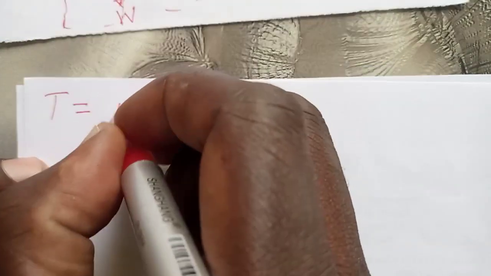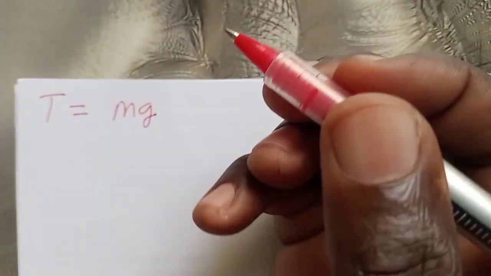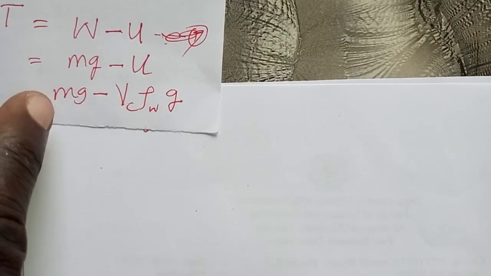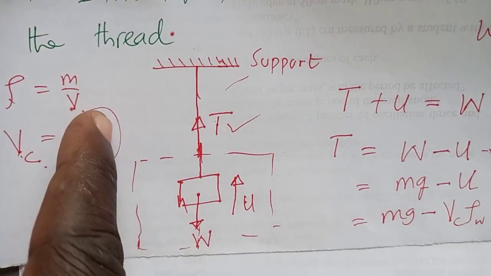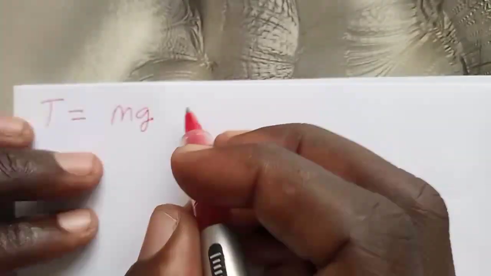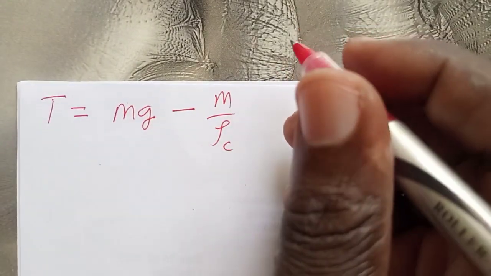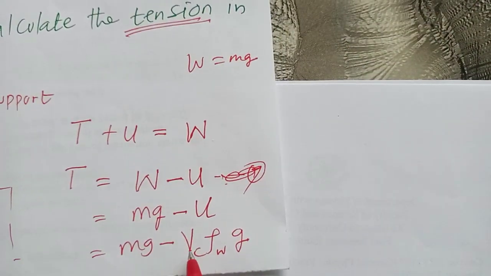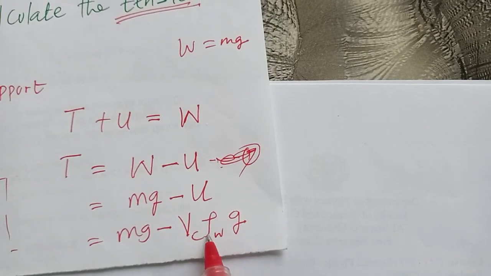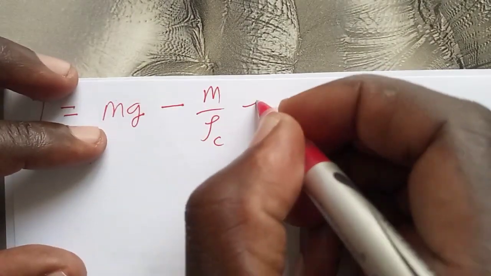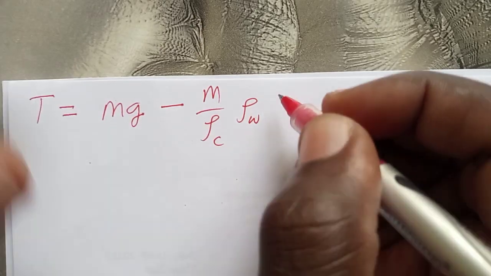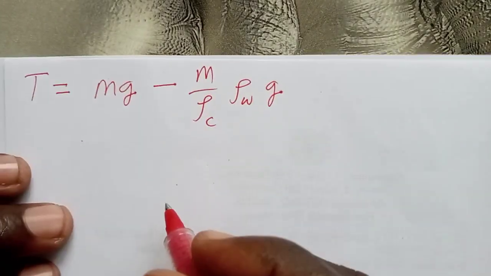So in the next line, I will say my T is equal to mg minus, but V sub C, I will not put V sub C, I will put m over rho sub C, so minus m over rho sub C. This is just my V sub C, you see that? Then I have density of water, so I will now say density of water multiplied by g.